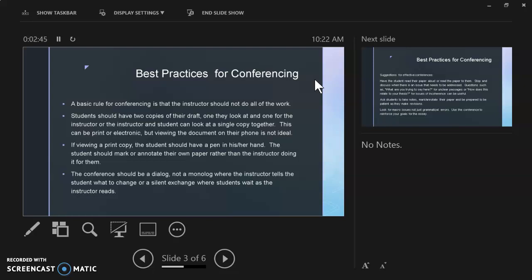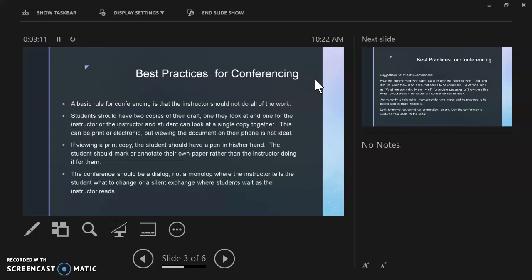I tell my tutors this all the time. When students come in for conferences or tutoring sessions, they should always have a pen in their hand. This is an active endeavor for the student. It is not passive. The student should have a pen in their hand and be prepared to mark or annotate their paper as they go along. Sometimes that means I have to stop and say to the student, write that down. You won't remember it later.